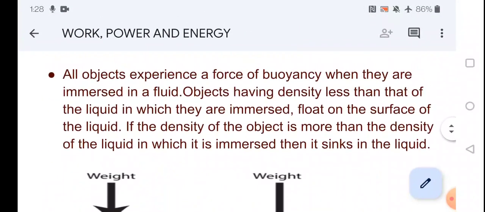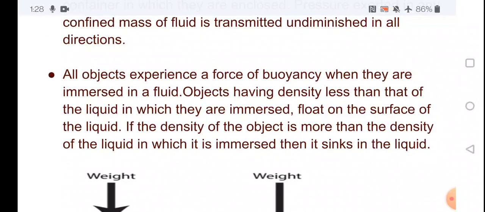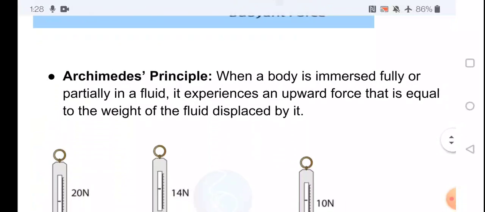All objects experience a force of buoyancy when they are immersed in a fluid. Objects having density less than that of the liquid in which they are immersed float on the surface of the liquid. If the density of an object is more than the density of the liquid in which it is immersed, then it sinks in the liquid.